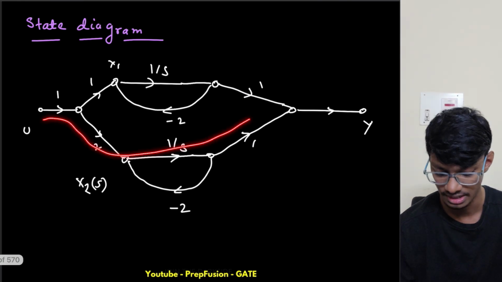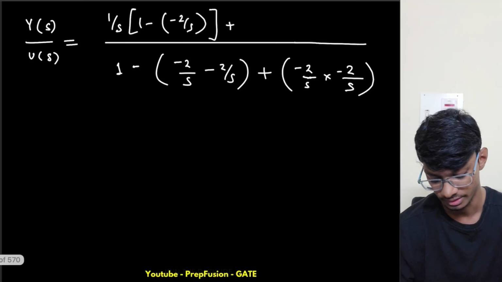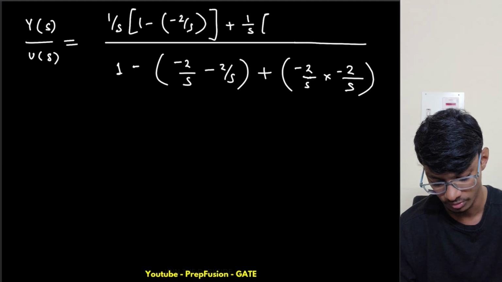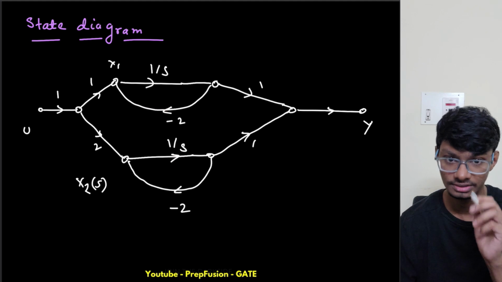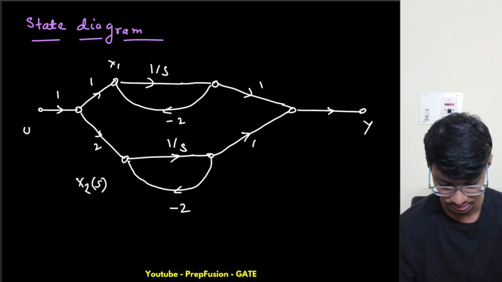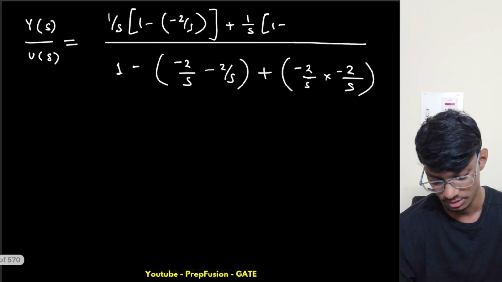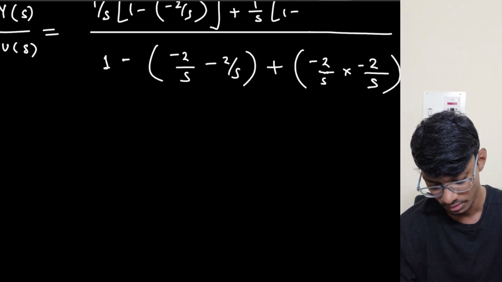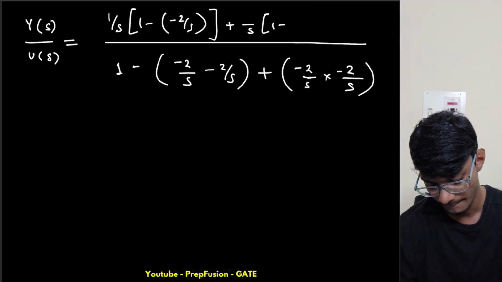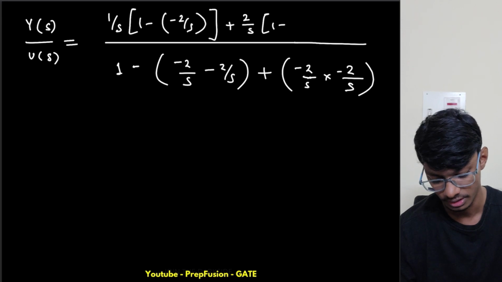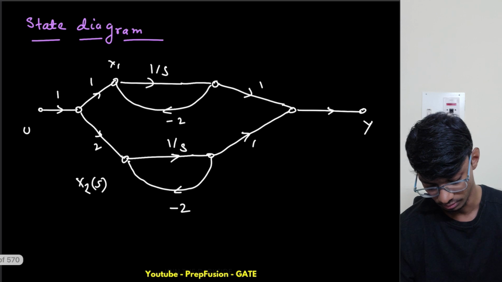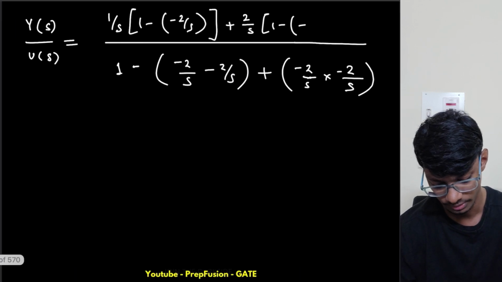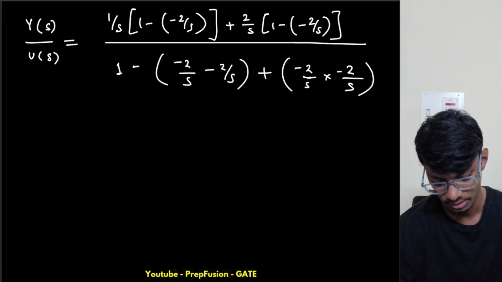Then we have another forward path. This has also the same loop gain, so it is 1 by s, and the terms come out to be the same, right? The only difference is that here this is 2 by s. So this is 1 minus 2 by s.